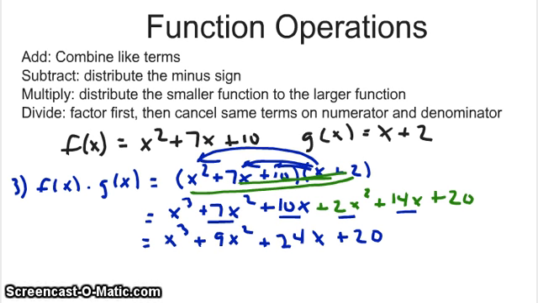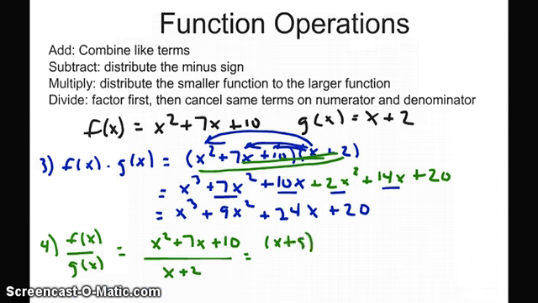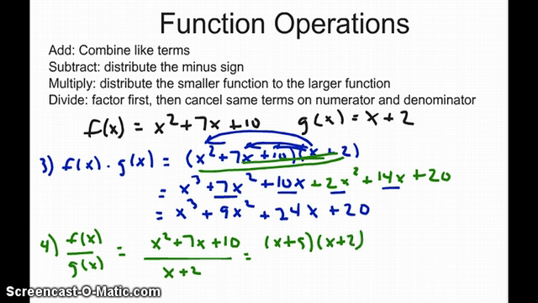The last one I want to look at is division. So if we have f of x divided by g of x, here we have x squared plus 7x plus 10 divided by x plus 2. We need to factor the top. Multiplies to be 10, adds to be 7. That would be x plus 5 times x plus 2, over x plus 2. You notice x plus 2 divided by x plus 2 is 1, so we're going to cancel those out. So our answer would just be x plus 5.